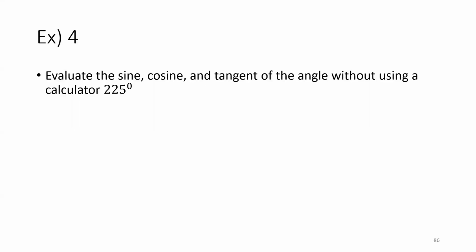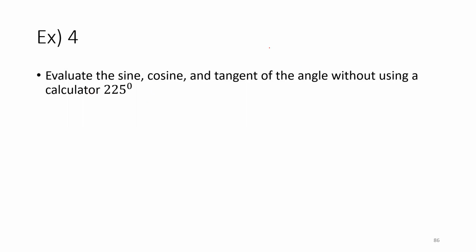So this is part two of trigonometric functions of any angles. So we're just going to continue off. On example four, it says evaluate the sine, cosine, and tangent of the angle without using a calculator. And our degree is 225 degrees. So this one's better because we don't have to define all six. We just got to find just the main three, right?